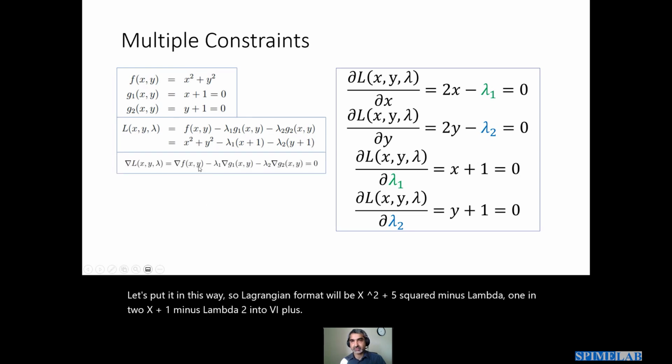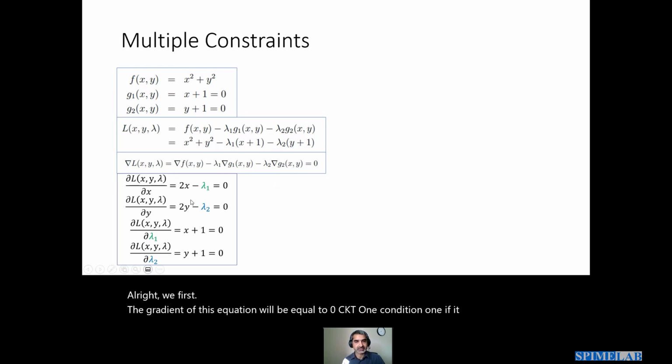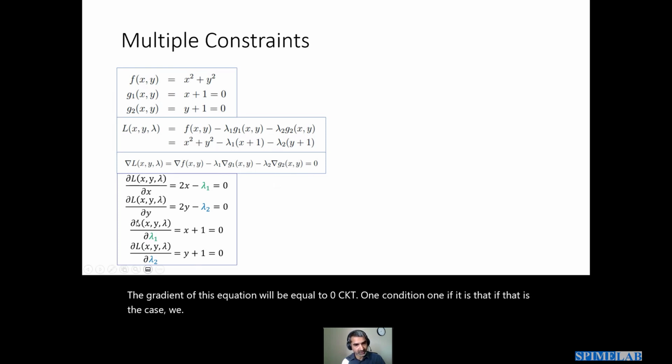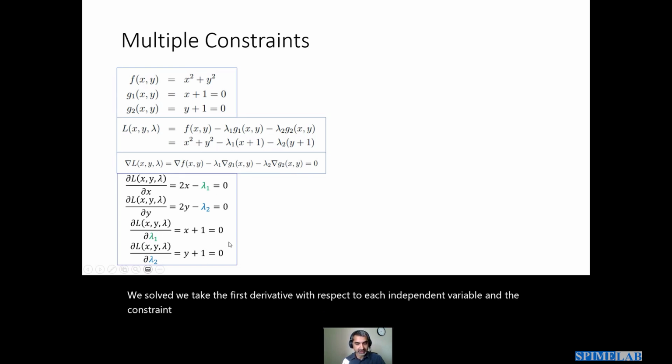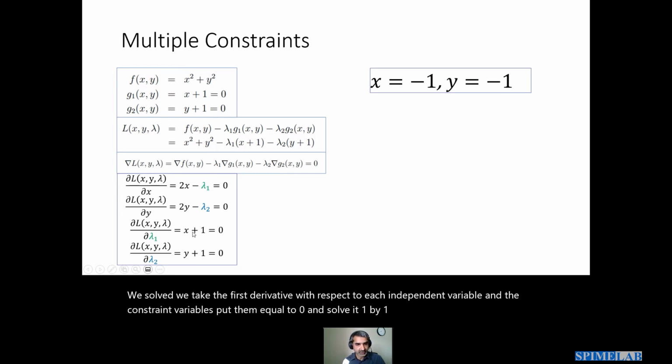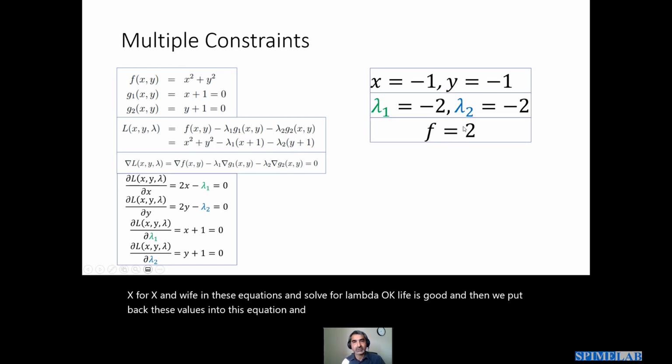All right, first, the gradient of this equation will be equal to 0, KKT condition 1. If that is the case, we take the first derivative with respect to each independent variable and the constraint variables, put them equal to 0, and solve it one by one. Okay, x is equal to minus 1 from here, y is equal to minus 1 from here. And then we put minus 1 for x and y in these equations and solve for lambda. Okay, life is good. And then we put back these values into this equation and get f equals 2. So 2 is the point that Lagrangian promised us we could find through this formulation.